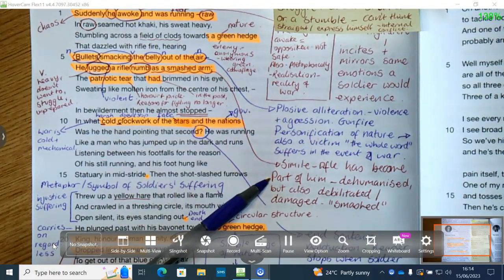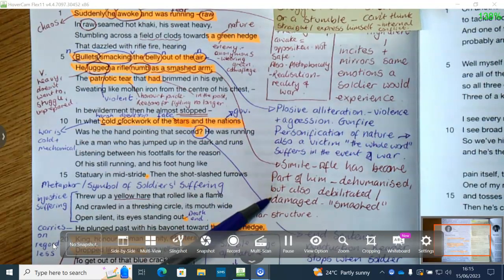And again, just like at the beginning when we talked about the word raw, we've got the idea that the soldier is being dehumanized. He's almost robotic or become a machine. His arm and the rifle have become one. But his arm is smashed. So we've also got a sense that he is damaged or debilitated in some way. Now this could mean the kind of literal injuries that soldiers sustained on the battlefield, but it could also be echoing his father's emotional trauma that he experienced when he returned from World War I.